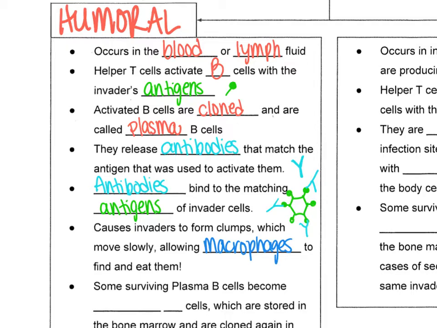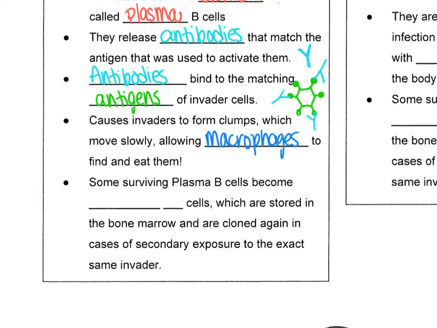So this is a really cool process where these plasma B cells release antibodies in the blood, and that causes viruses and pathogens to slow down and clump up, which allows macrophages to come and eat them up. Now, when these plasma B cells are releasing tons of these antibodies, they can get worn out pretty fast. So they have a pretty short lifespan.